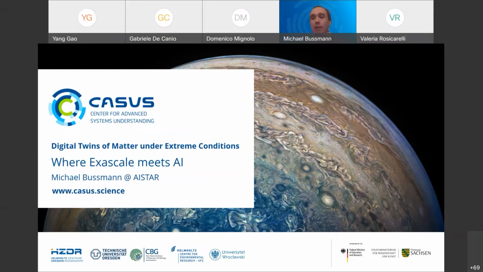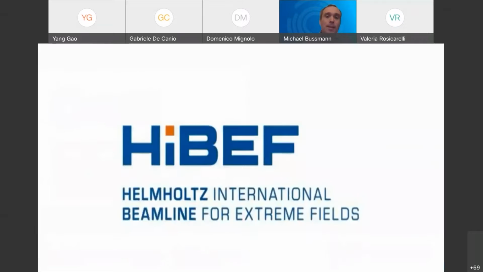So what you see here is a wonderful picture of Jupiter that has been taken by NASA. We now get a lot of data on not just our planets in our solar system, but also from exoplanets. However, we have the problem that we basically always just scratch the surface. So we have to understand really what's going on inside the planets and also in other complex systems of matter under extreme conditions. And I'm going to show you a bit on how we're doing that.